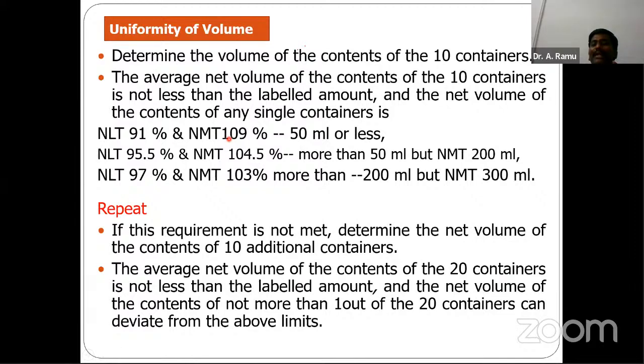Means the net volume of contents of any single container should not be less than 91% and it should not be more than 109%. So if it is more than 50 ml but not more than 200 ml, the percentage deviation acceptable is plus or minus 4.5%.